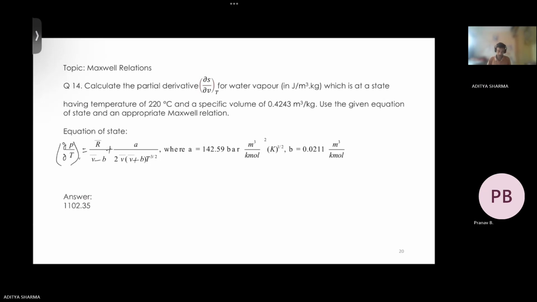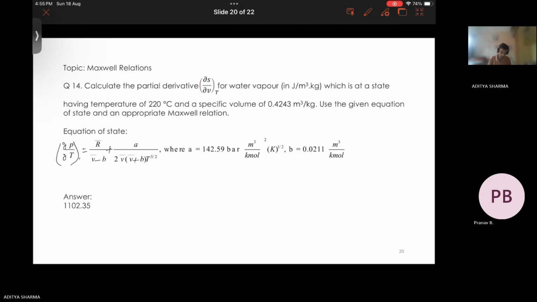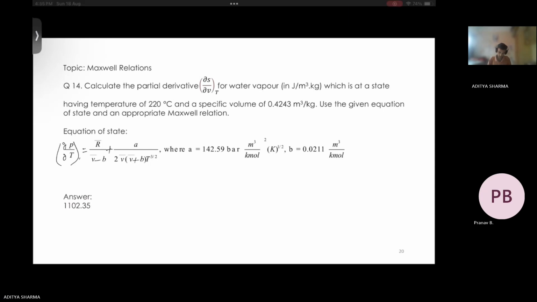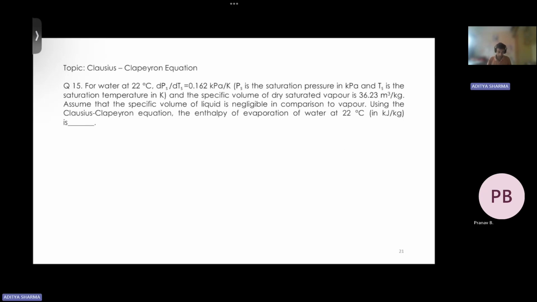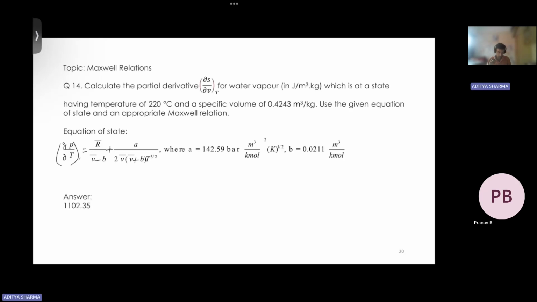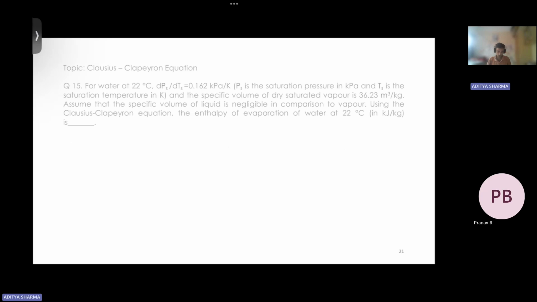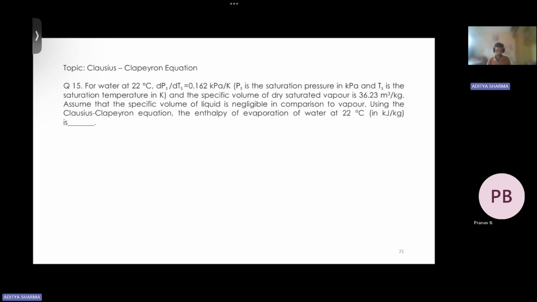All right. So then moving on to the next question. The previous question was on Maxwell relations. This question is on the Clausius-Clapeyron equation. The Clausius-Clapeyron equation also is indirectly on Maxwell relations, because here we have used the Clapeyron relation, one of the Maxwell relations.